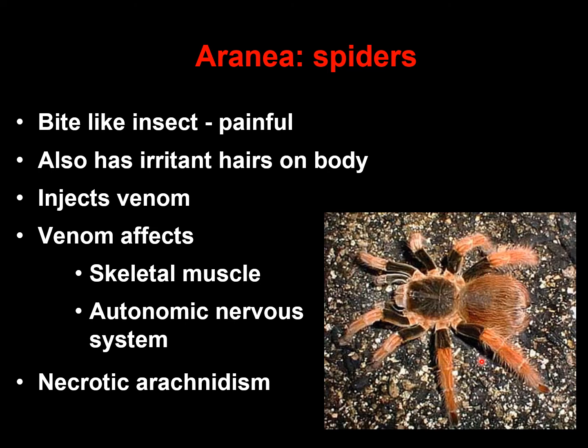out onto the human. So the type of venom in most of these venomous spiders is neurotoxic, so it can affect the skeletal muscle and it can affect the nervous system. So the tissues surrounding the bite of the spider can necrose, and this is called necrotic arachnidism.